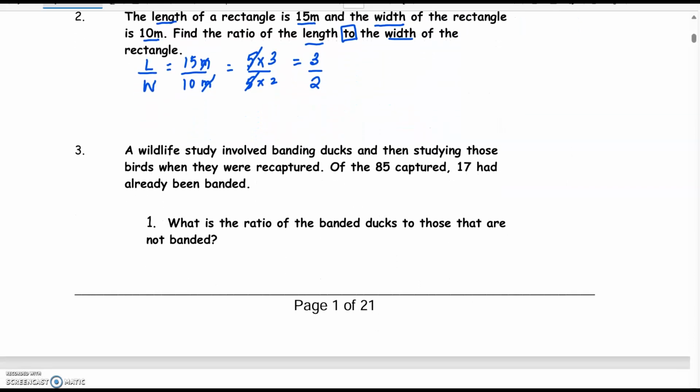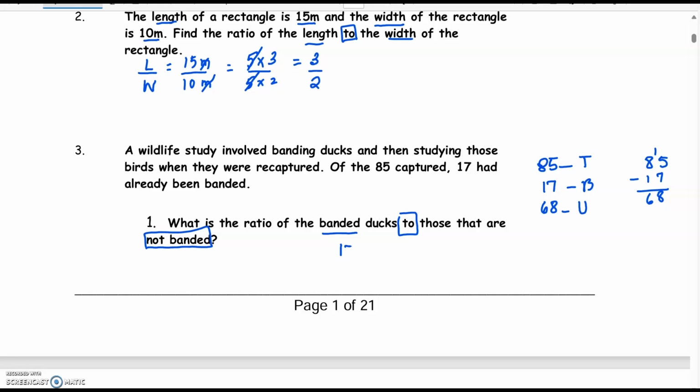The wildlife study involved banding ducks and then studying those birds when they were recaptured. Of the 85 captured, 17 were banded. So 85 is the total number of captured birds. Banded is 17. So 85 minus 17 is 68. So unbanded ducks would be 68. So what is the ratio of banded ducks to those that are unbanded or not banded?